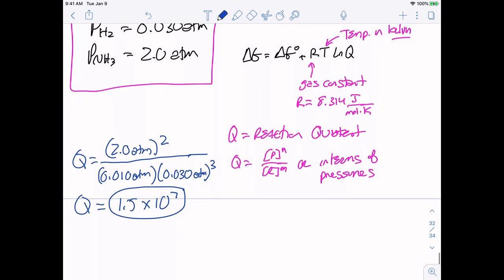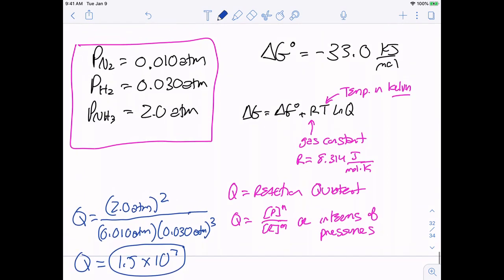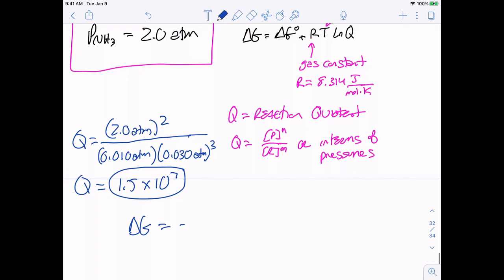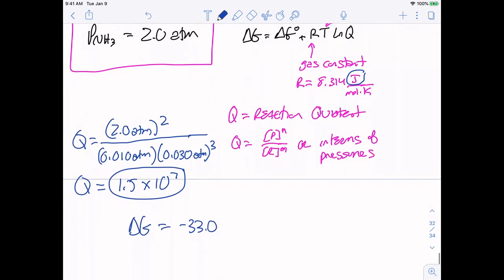I'm now going to plug everything in. So delta G is going to be equal to delta G naught, which was given to me as a negative 33.0 kilojoules. We are going to have a unit issue. My gas constant is joules per mole Kelvin versus kilojoules. So we are going to have to do a unit conversion.